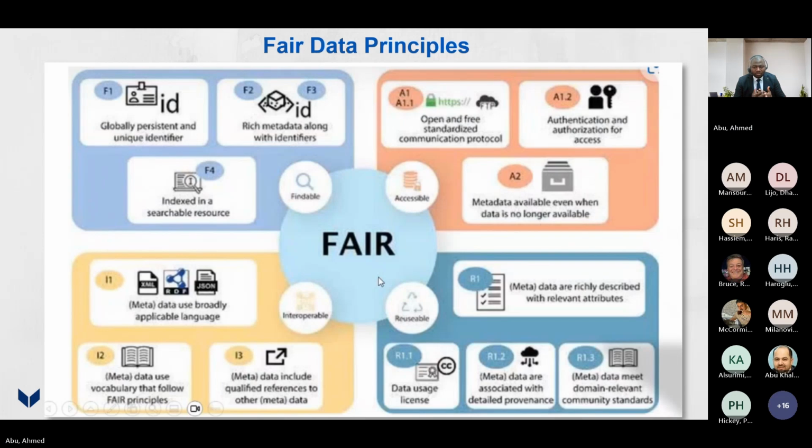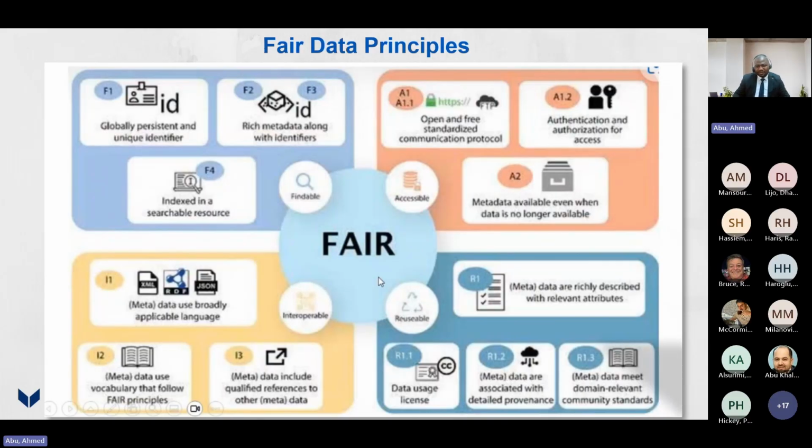When you're talking about the FAIR data principle, the key questions you should ask yourself are: Can your data be findable? Can your data be accessible? Can your data work with other systems and data sets in terms of interoperability? Can other researchers understand and also reuse your data? These are questions you should ask yourself. If not, then how can you make your data FAIR?